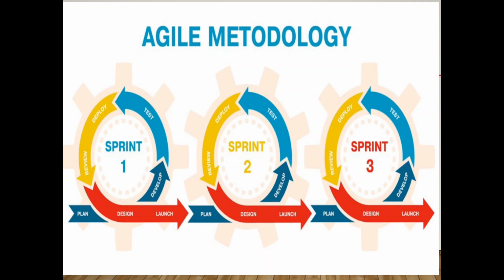Methodology number one is what is known as Agile methodology. In Agile methodology, we need to understand that work is divided in different splits. Let's say you have got a big project. That means you are going to divide that particular big project into different splits.